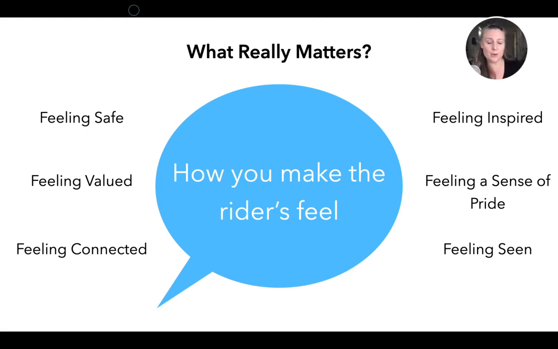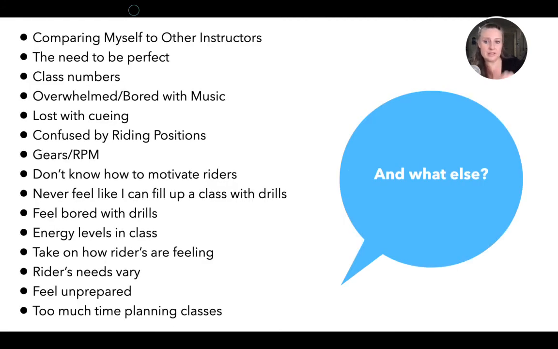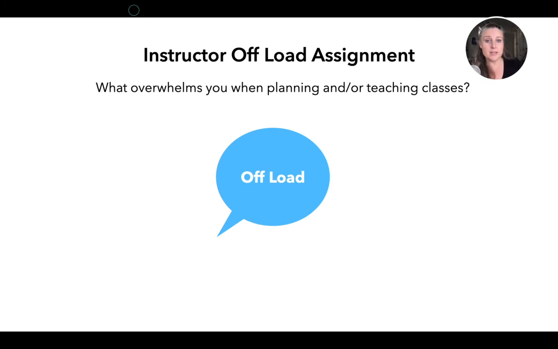All the stuff that you offloaded is important, but go back to what really matters, how you're making those riders feel. So let go of the stresses that come with it. We want to work on those things that we're feeling that are overwhelming. But if we go back to this list, or whatever your list was, take some time and chunk it down. Out of all the things that you wrote down, what are one or two things that, if you worked on improving them, would actually make you feel better about teaching and planning your classes?